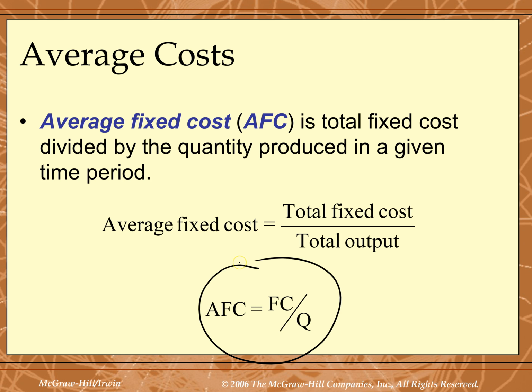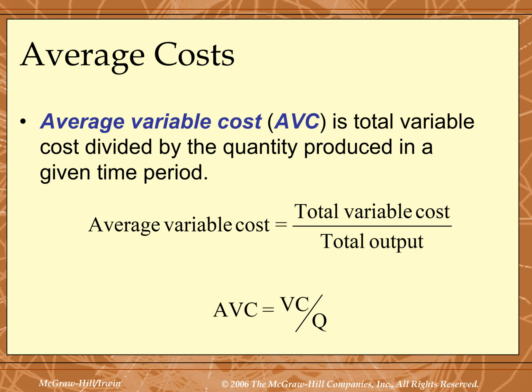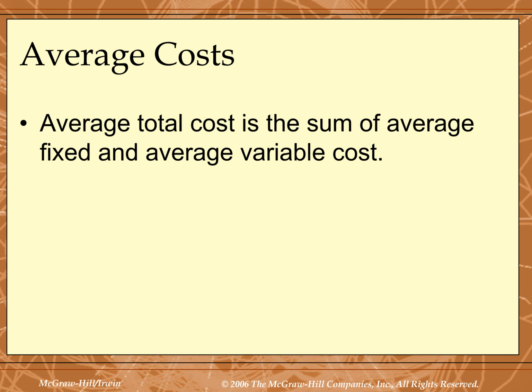Now, one thing about average fixed costs, as you increase the rate of output, fixed costs stay the same, but average fixed costs fall, right? And so this is something that sometimes confuses students because they know that fixed costs don't change when you change output, but average fixed costs do. It always falls. Average variable cost is variable cost divided by quantity. And you could figure out average total cost two ways. ATC is AFC plus AVC, or you could figure out ATC by simply taking total cost divided by quantity. You'll get the same number.